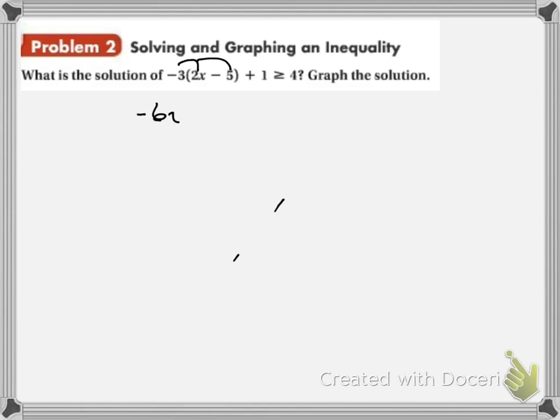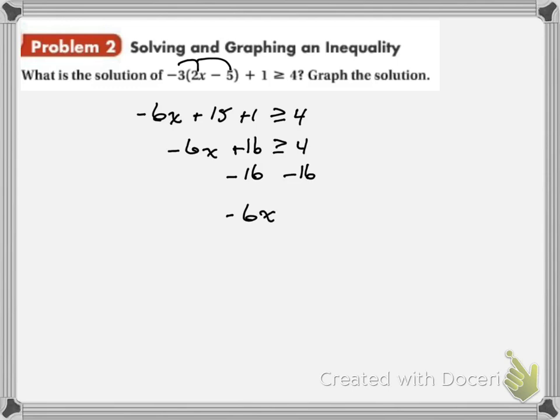Negative 6x plus 15 plus 1 is greater than or equal to 4. Okay, so combine like terms. Negative 6x, there's no other like terms. 15 plus 1 is 16, is greater than or equal to 4. Subtract 16 from both sides. Get negative 6x is greater than or equal to negative 12.